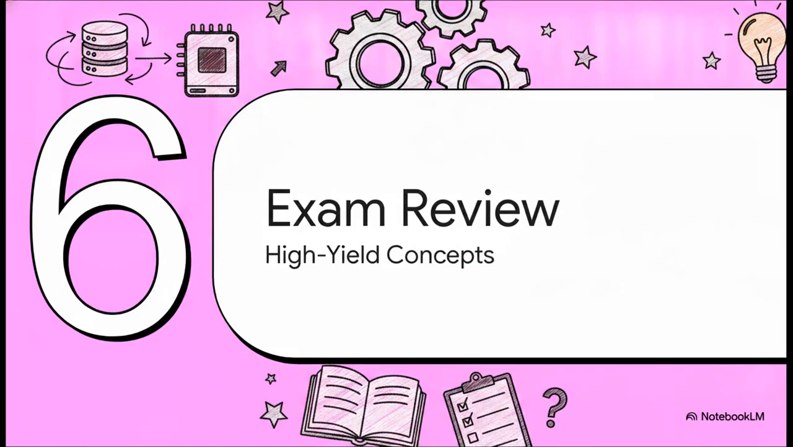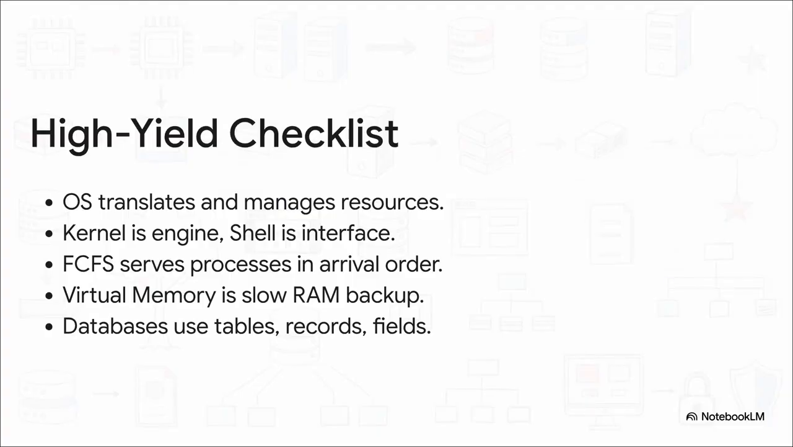And finally, Section 6, our high-yield exam review. Go ahead and screenshot this slide right now. This is your ultimate high-yield checklist. Just to recap, the OS is your translator and central resource manager. The kernel is your engine, while the shell is your interface dashboard. Remember that first-come, first-served scheduling can cause that pesky convoy effect. Virtual memory is a lifesaver, but it's really just a slow backup for your RAM. And finally, robust databases use SQL to organize data into strict tables, records, and fields.